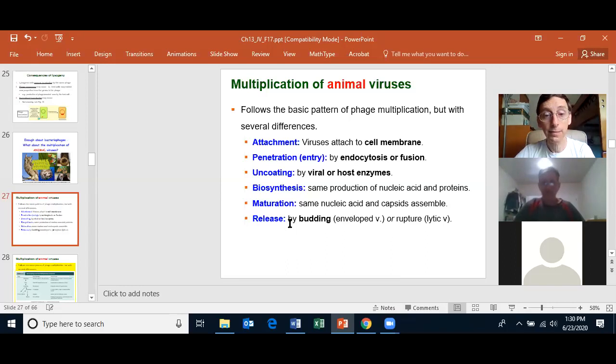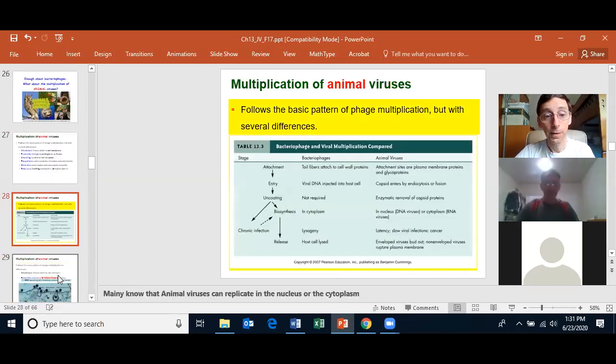And then release can be the same. Like if we have a lytic animal virus, it can lyse the cell and the cell ruptures, so that can be the same. But we also have a budding virus, and that generally does not kill the cell. So the release of the virus can be different depending on what life cycle the virus is following. All right.